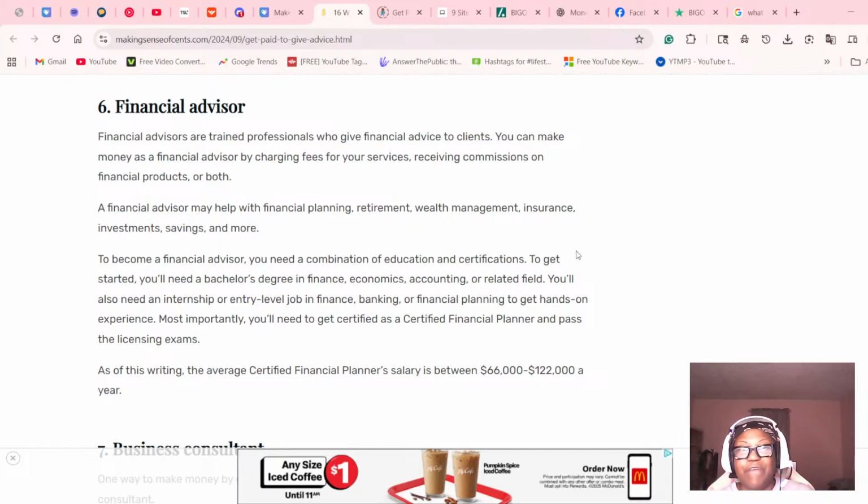You can be a financial advisor as well. Like, say, for instance, you guys know a lot about making money, and managing your money at home.